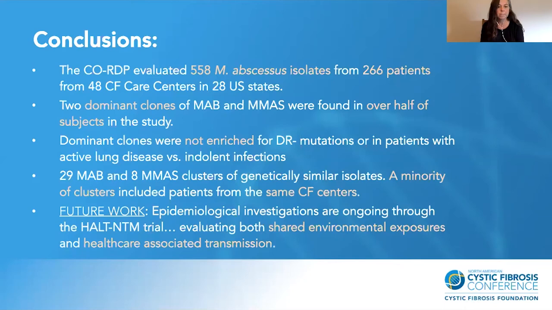Through our more detailed cluster analysis and using a SNP threshold of 20 SNPs, we identified 29 abscessus and 8 miscellaneous clusters of genetically similar isolates. However, only a minority of these clusters included patients from the same CF centers. So really, this raises probably more questions than we can answer through this study.